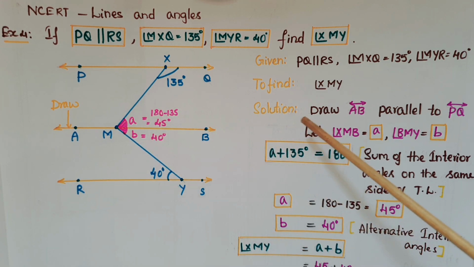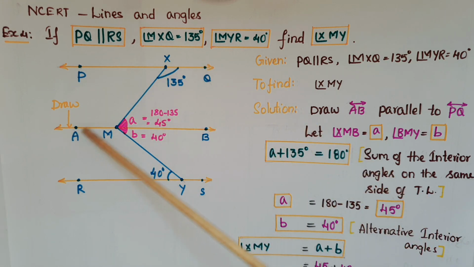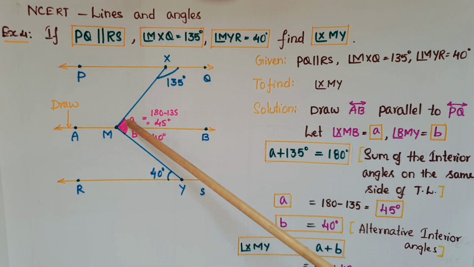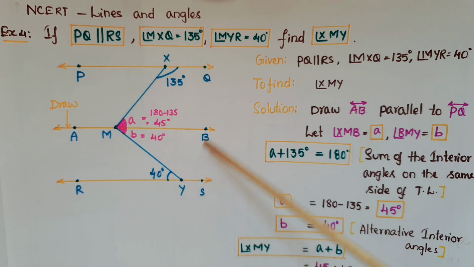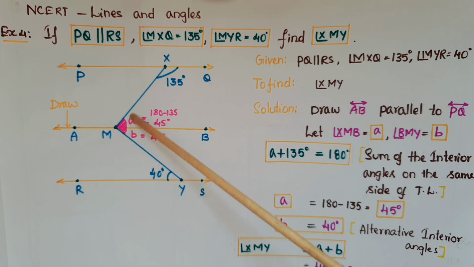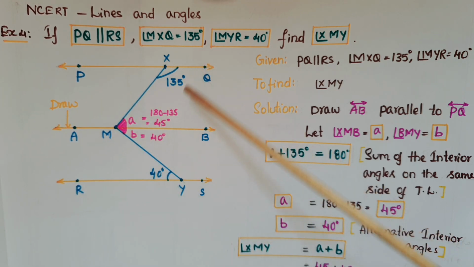So draw a parallel line AB which is parallel to PQ. This is the line, and assume this angle as A, that is angle XMA, and angle BMY is B. So assume these two angles. Then if you observe here, XM is a transversal line for PQ and AB. These two lines are parallel.